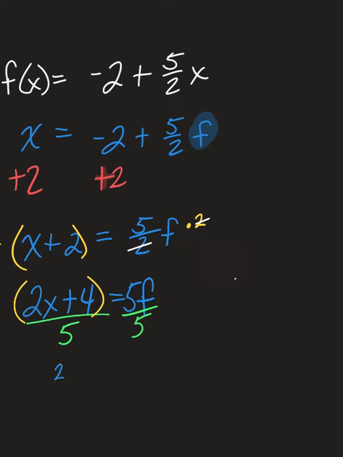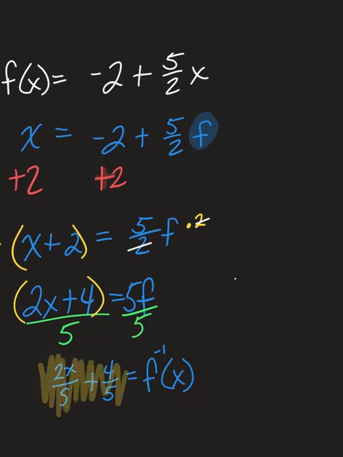So what I end up with is 2x divided by 5 and 4 divided by 5, and this is my function. Once I've completed this, the way I denote inverse is I put a -1 power with our x. So this is how we find the inverse of a linear function. And that's our solution there.